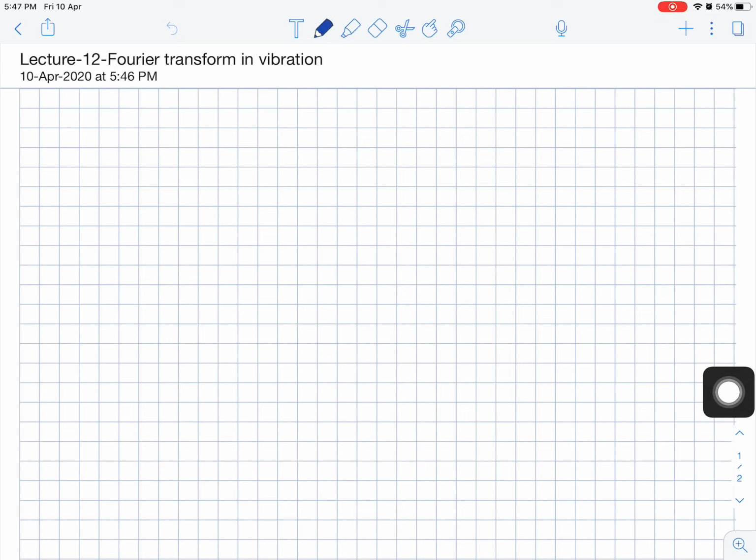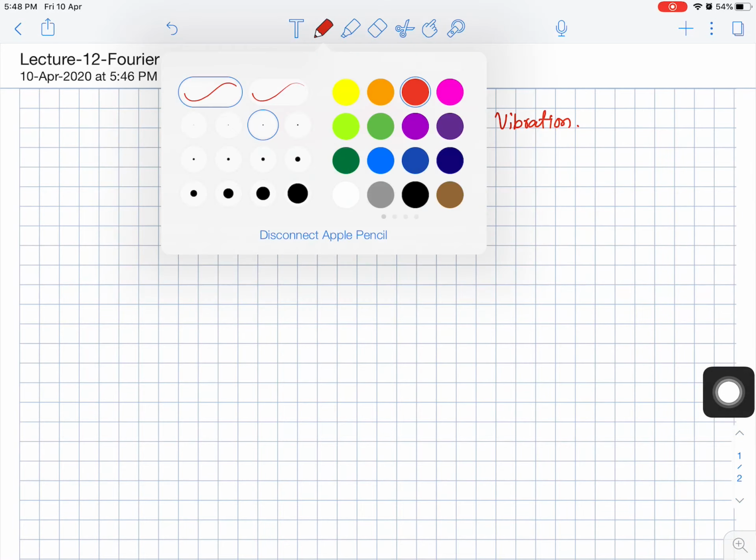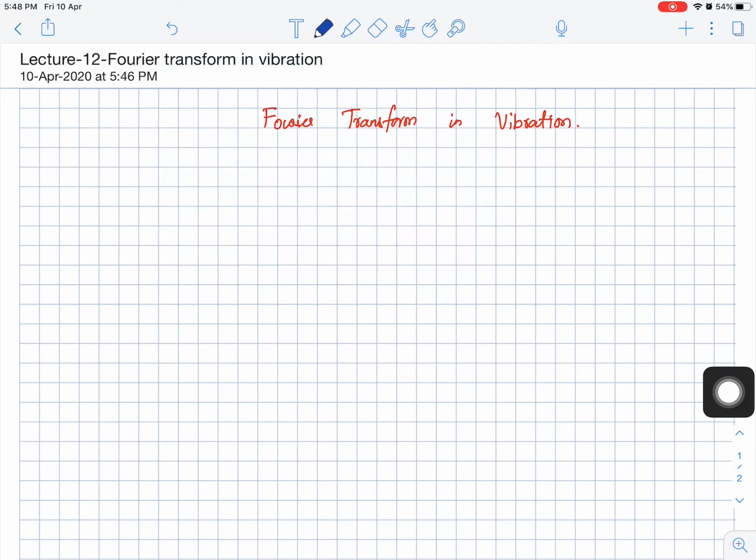Let's look at Fourier transform in vibration. So far we had a system, so we have some system, and we had K, C, M, and we have forcing f of t for a harmonic. So this can be split into harmonic.